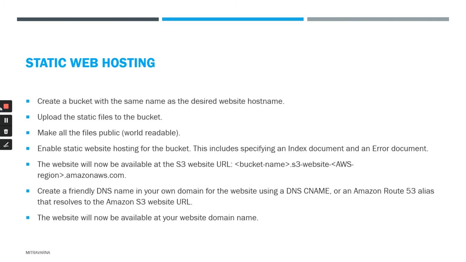Create a friendly DNS name in your own domain for the website using a DNS CNAME or an Amazon Route 53 alias that resolves to the Amazon S3 website URL. Amazon Route 53 is nothing but DNS. The website will now be available at your website domain name.